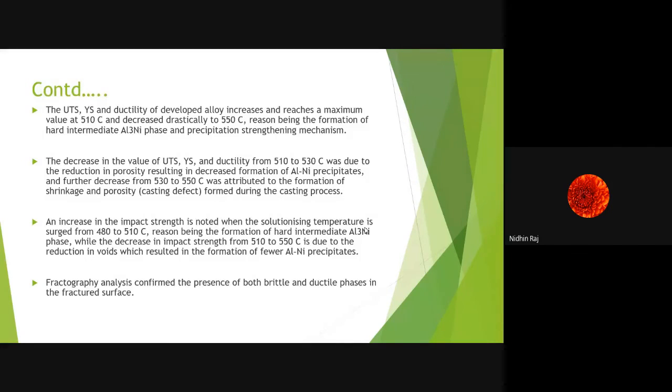solutionizing temperature conditions. If you vary the solutionizing time, what would be the effect on the microstructure, the changes in the hardness values, then the properties like ultimate tensile strength, yield strength, as well as percentage elongation, then impact strength, then ductility. So if you vary solutionizing time, you can even study the property variation that happens to all these properties also.